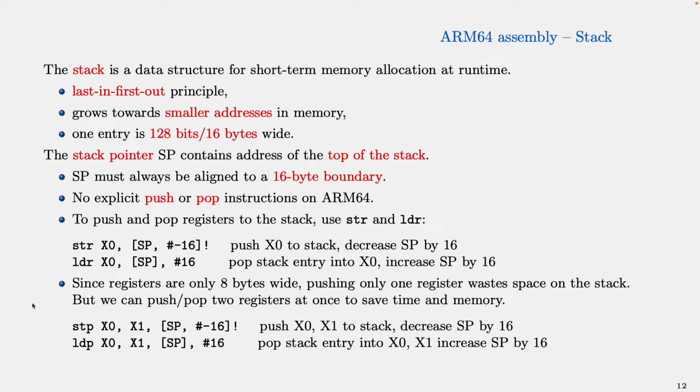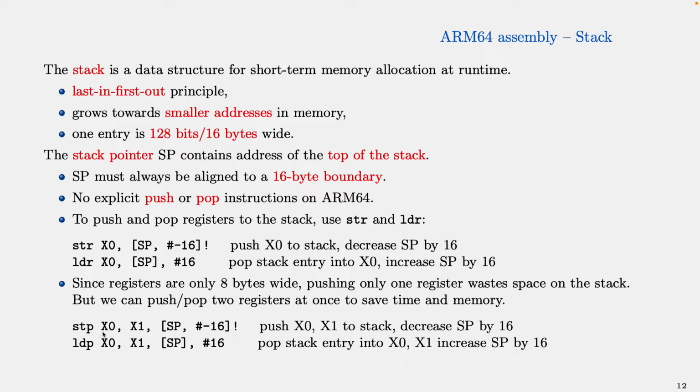Now, registers are only 8 bytes wide, but the stack entry, as I said, is 16 bytes wide. So if we push only 1 register with an instruction like this, it would waste space on the stack. But there are instructions to actually push or pop 2 registers at once. So this can actually save time and memory, because you would replace 2 push instructions by just 1. And here we don't use the usual store and load, but we use store P and load P. So P for pair, because we can push or pop a pair of registers.